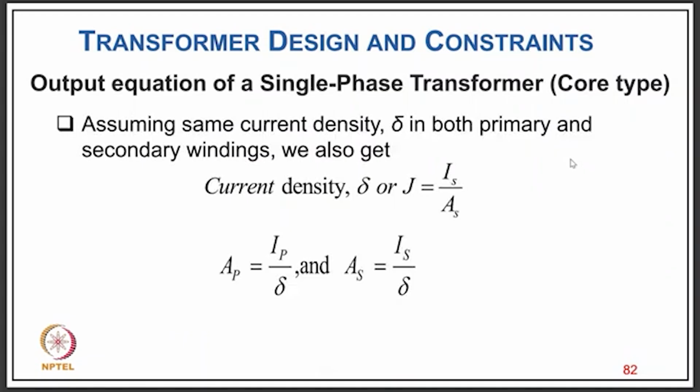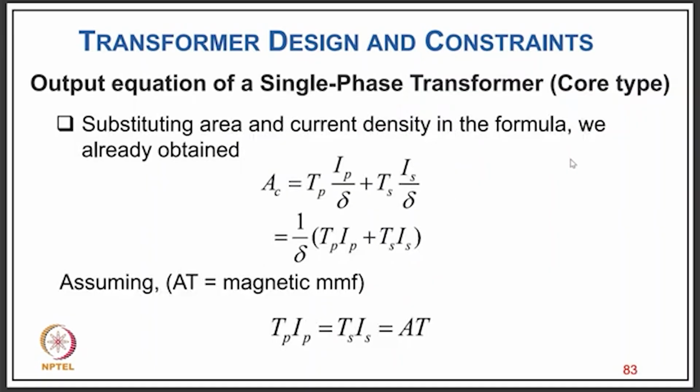Assuming the same current density in primary and secondary because of similar cooling, the current density will be J, the normal current density taken in ampere per millimeter square. So J equals Is upon As, and you can find the conductor cross section area: for the primary, the primary current divided by current density, and for the secondary, the secondary current divided by current density. Now substituting the area and current density in the formula, we can obtain Ac equal to Tp into Ip upon delta plus Ts into Is upon delta.